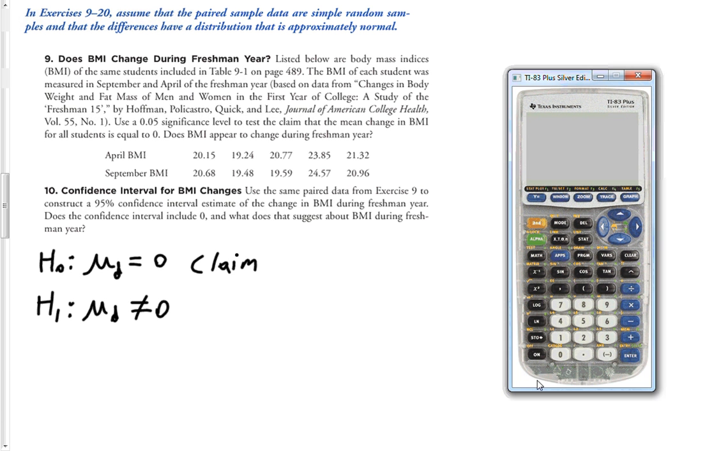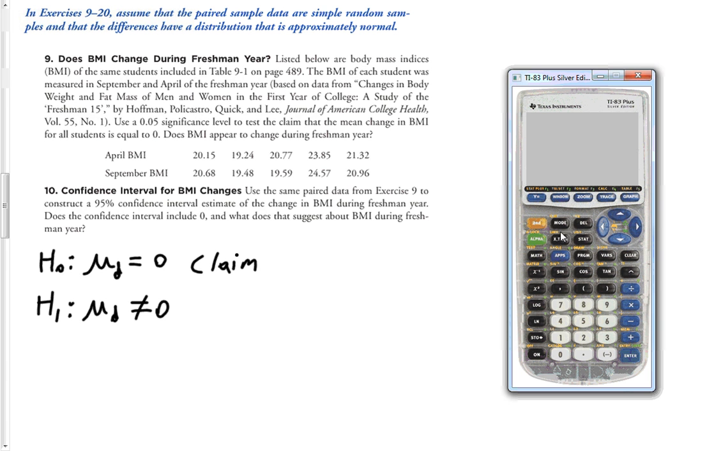Now we're going to conduct a hypothesis test using the p-value method. So let's go ahead and do that. First, we're going to bring out our TI-83, and we're going to put each of these data sets into 2 lists. First, we're going to put the April BMI into list 1.